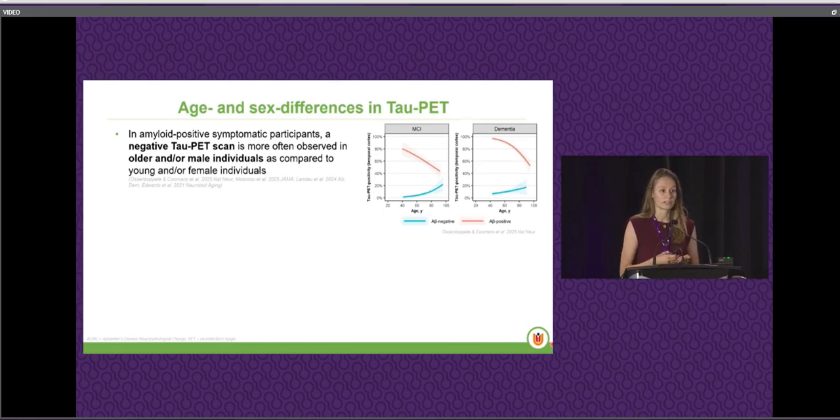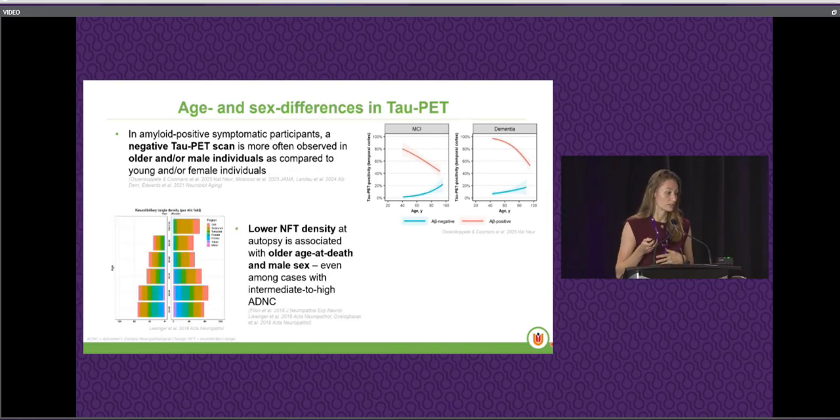Previous tau PET studies have also shown that in amyloid-positive participants with cognitive impairment, older age and male sex are associated with lower tau PET retention. And therefore, a negative tau PET scan is more often observed in older and/or male participants as compared to young and/or female participants. This may have implications for their clinical diagnosis or inclusion into trials, because that's, amongst others, what we can use tau PET for.